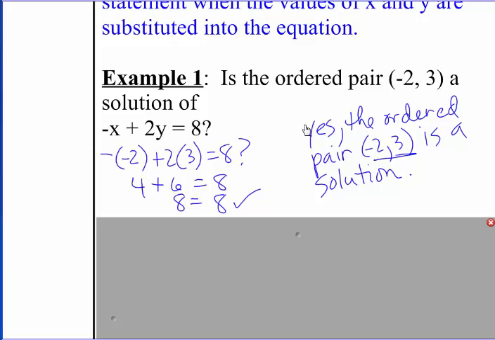So you have to make sure that you're telling me that this ordered pair, the one that you tried, the -2, 3, is a solution to the equation -x plus 2y equals 8. Again, yes by itself is not going to be enough. You need to say that your -2, 3 is a solution.